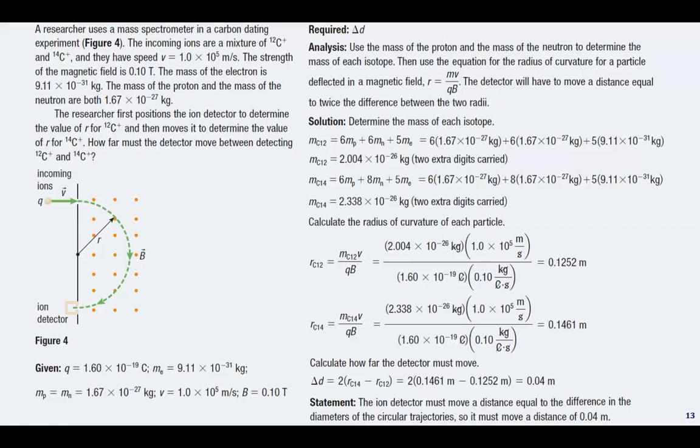So the ion detector must move a distance of 0.04 meters. Okay, so have a look at this solution here. Any questions, just let me know.